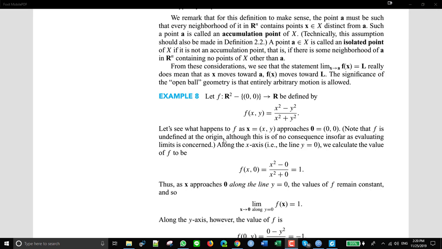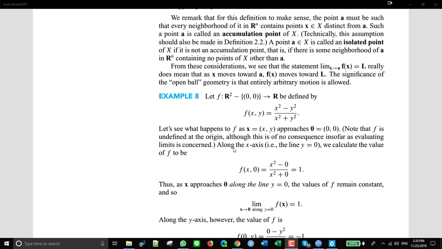So she says, let's see what happens to f as x approaches the origin. Note that f is undefined at the origin, although this is of no consequence insofar as evaluating limits is concerned. Remember that the limit as x approaches the origin is different than the value at the origin. So just because the function is undefined at 0 doesn't mean that we can't talk about the limit as we get close to 0.